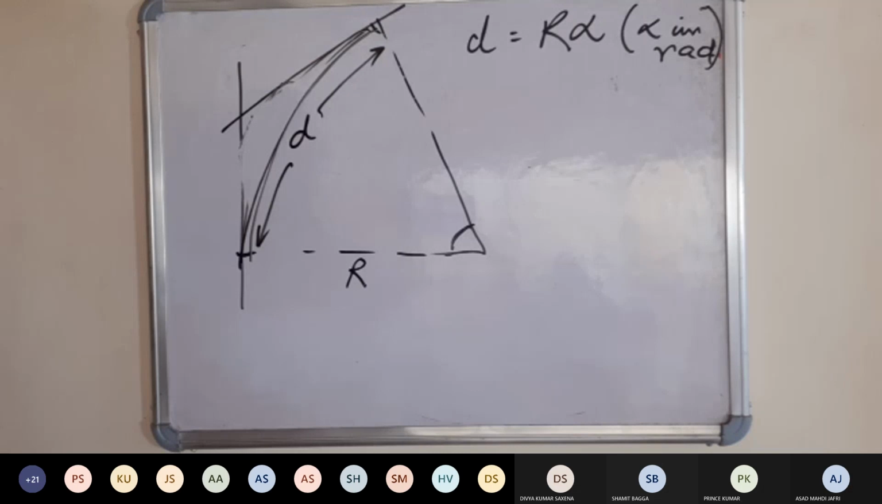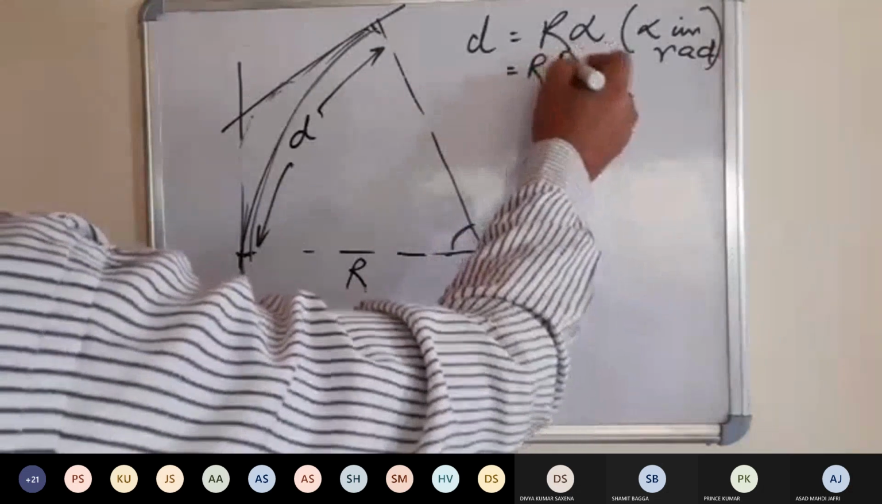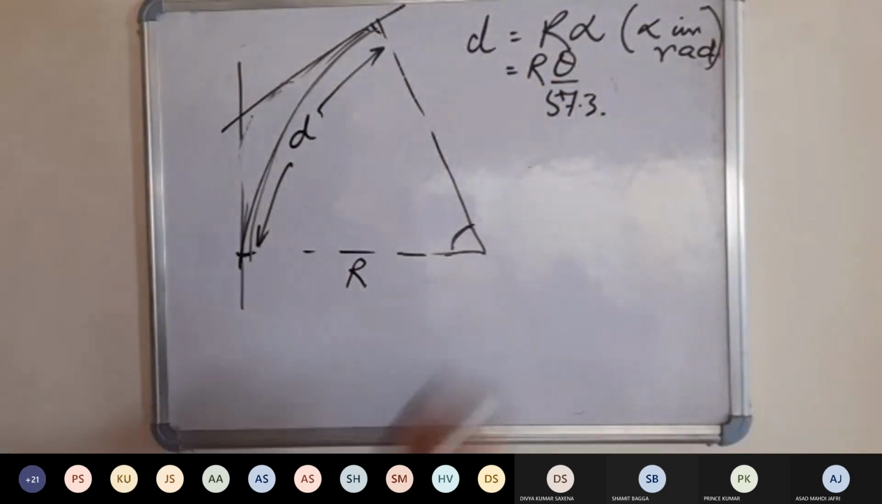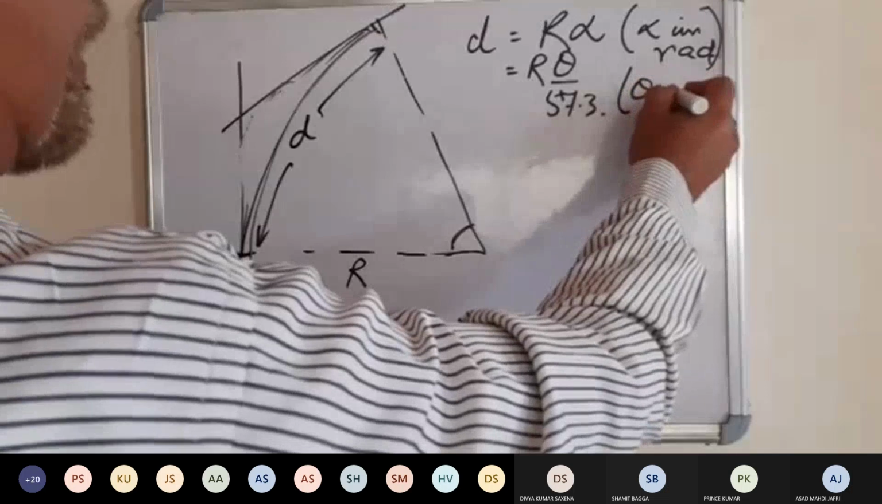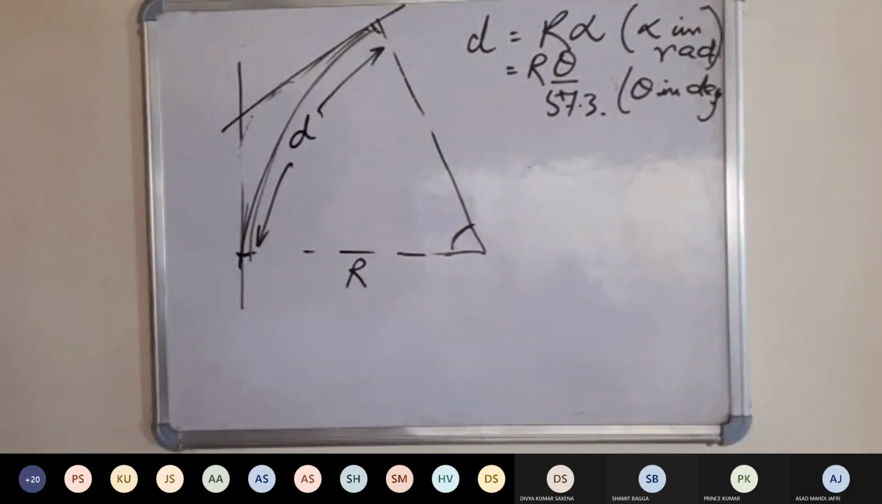Correct. It is equal to r into theta by 57.3, where theta is in degrees. Think about it and see if it is okay. If not, I'll explain. ये क्या हो गया? Confusion?